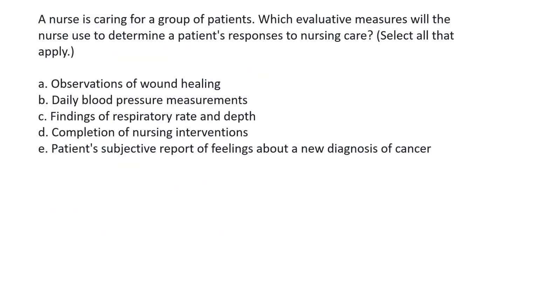A nurse is caring for a group of patients. Which evaluative measures will the nurse use to determine a patient's responses to nursing care? Select all that apply. A. Observations of wound healing. B. Daily blood pressure measurement. C. Findings of respiratory rate and depth. D. Completion of nursing interventions. E. Patient's subjective report of feelings about a new diagnosis of cancer.